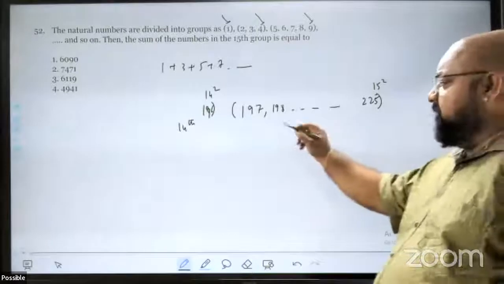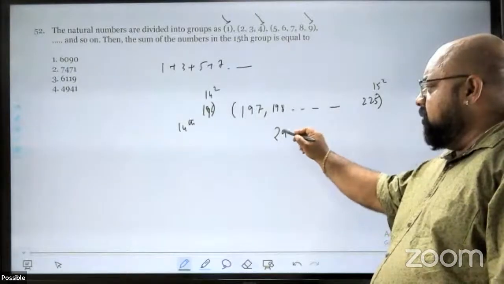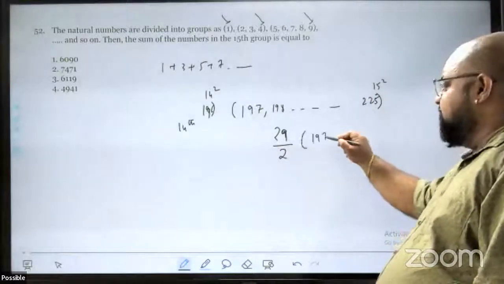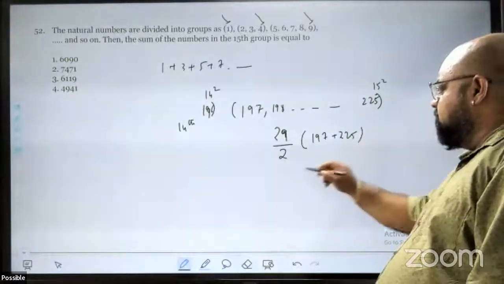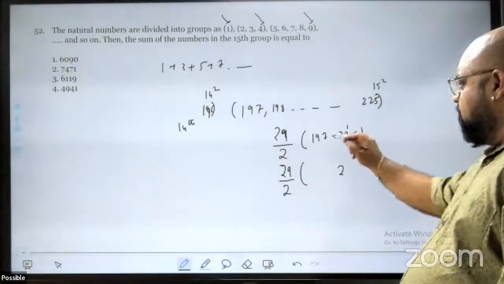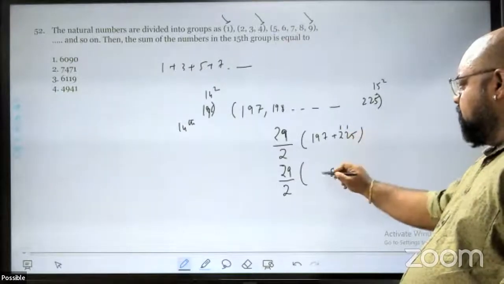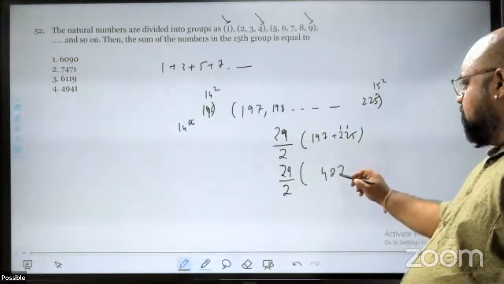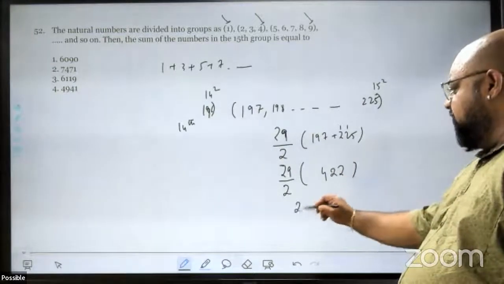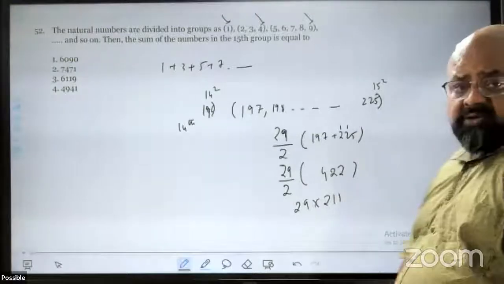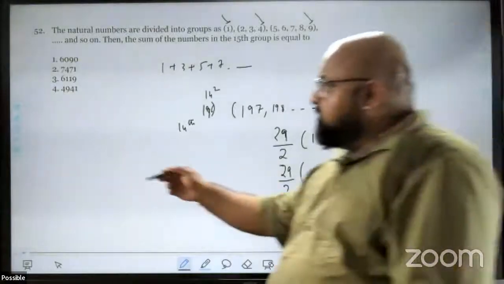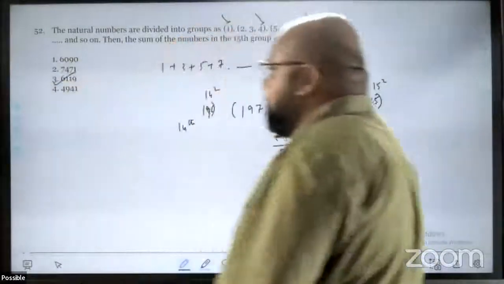So the sum of the arithmetic progression will be n by 2 into first plus the last term, 197 plus 225. So this comes out to 29 into 422 by 2, so that is 29 into 211. If I look at the options, the last digit should be 9. Only option which has the last digit 9 is 3. So this should be the answer.